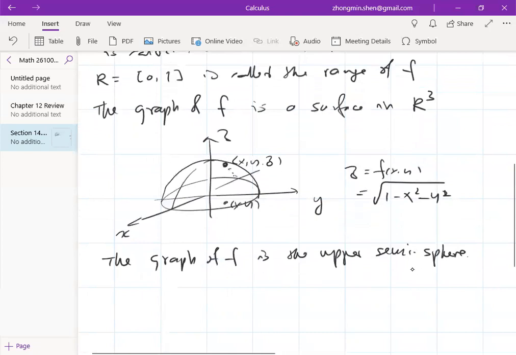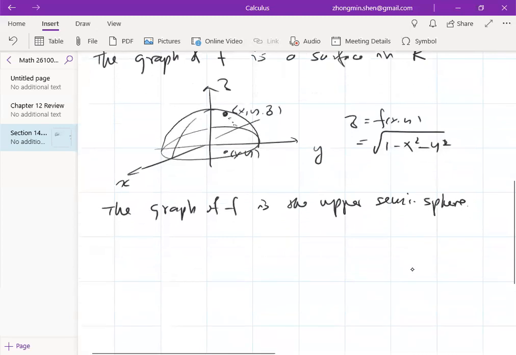When x, y correspond to a point on the circle in the xy plane, then x squared plus y squared is 1. So the z value is 0. So this graph touches the circle. Okay, so you only get an upper semicircle, an upper hemisphere. So this is the graph of this particular function. Yeah, you can use a function to describe the upper hemisphere. Okay. This is a good problem.